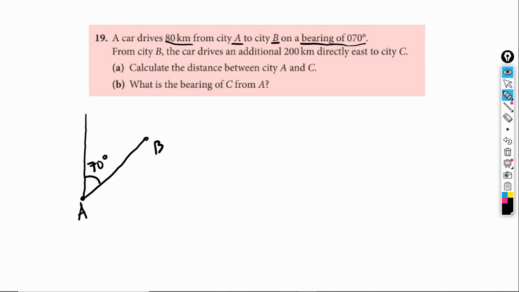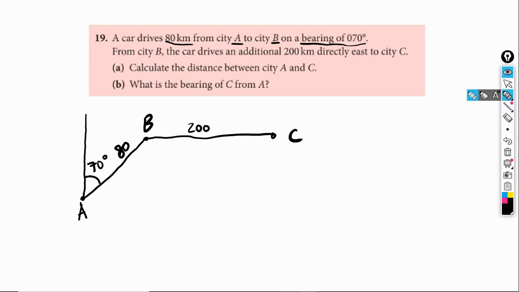And then it says that from A to B, the car drove 80 kilometers. So this is going to be 80. Let's just write 80 for now. Then it says that from city B, the car drives an additional 200 kilometers directly east to city C. So the east would be the right. So we go east 200 kilometers to city C. So this is 200. I'm not going to write the units for now, and you'll see why in a bit. Okay, I'm also going to write city B here on top, and I'm going to get rid of this here.